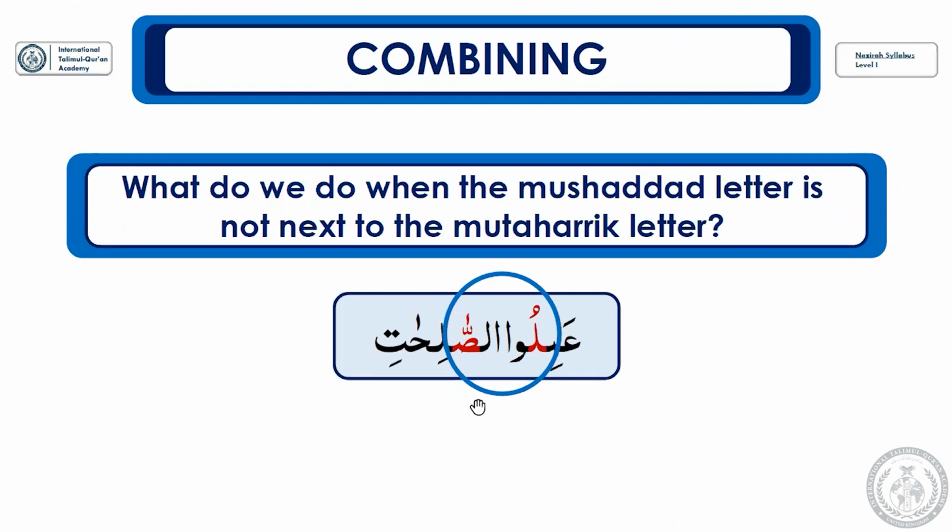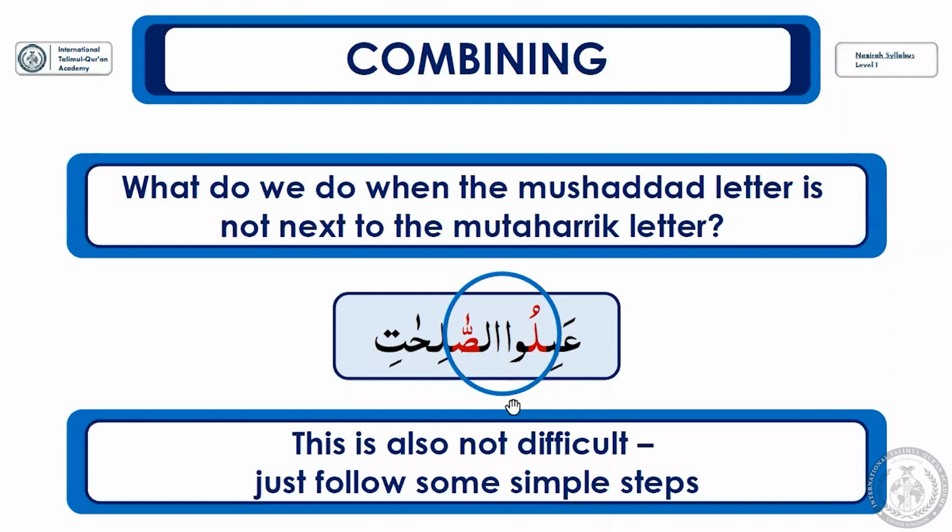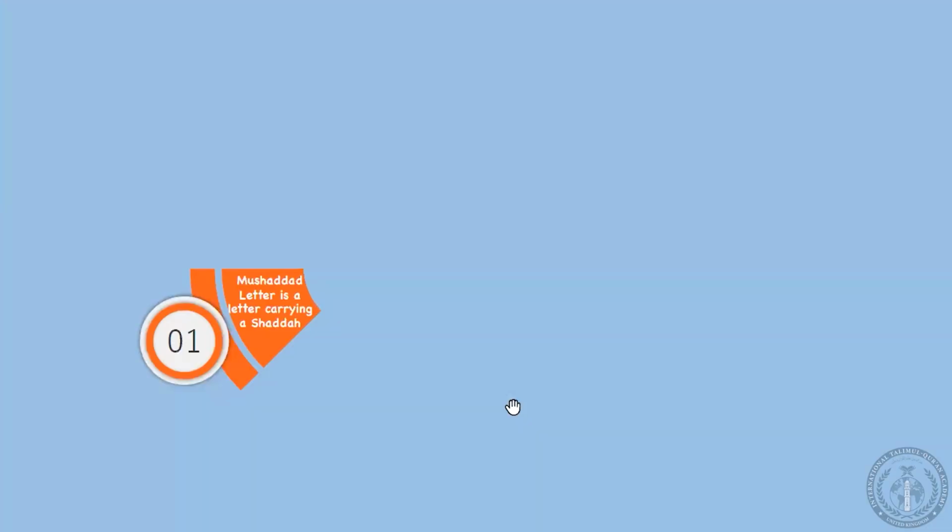So over here you can see we've got a word, we've got a mushaddad letter, okay? In between we've got some blank letters, okay? So how would we read this, okay? And we follow the steps, the 5 steps as before. So the first thing that you would do is, again, you identify your mushaddad letter, okay? The mushaddad letter is the letter that carries the tashdid, the shadda, okay?